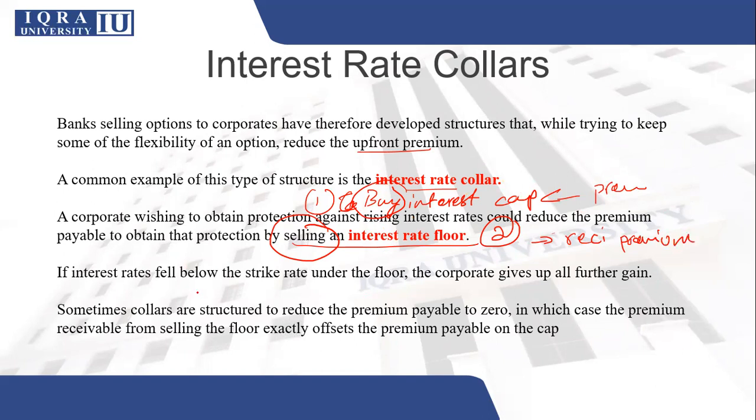So if interest rates fell below the strike rate in the floor, the corporate gives up all further gains. So the disadvantage of this is that now if the interest rates go down, you won't be able to take benefit from that. And we will discuss why. Sometimes collars are structured to reduce the premium payable to actually zero, in which case the premium receivable from selling the floor exactly offsets the premium payable on the cap.